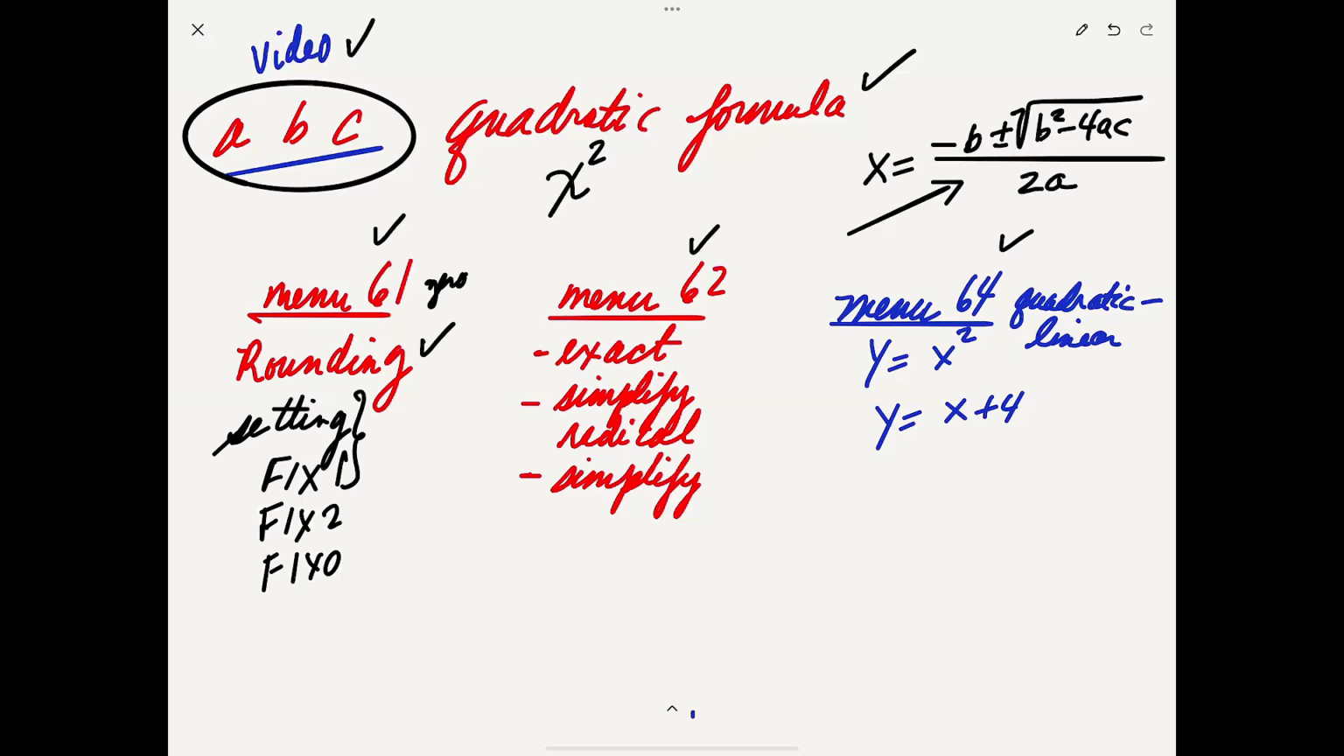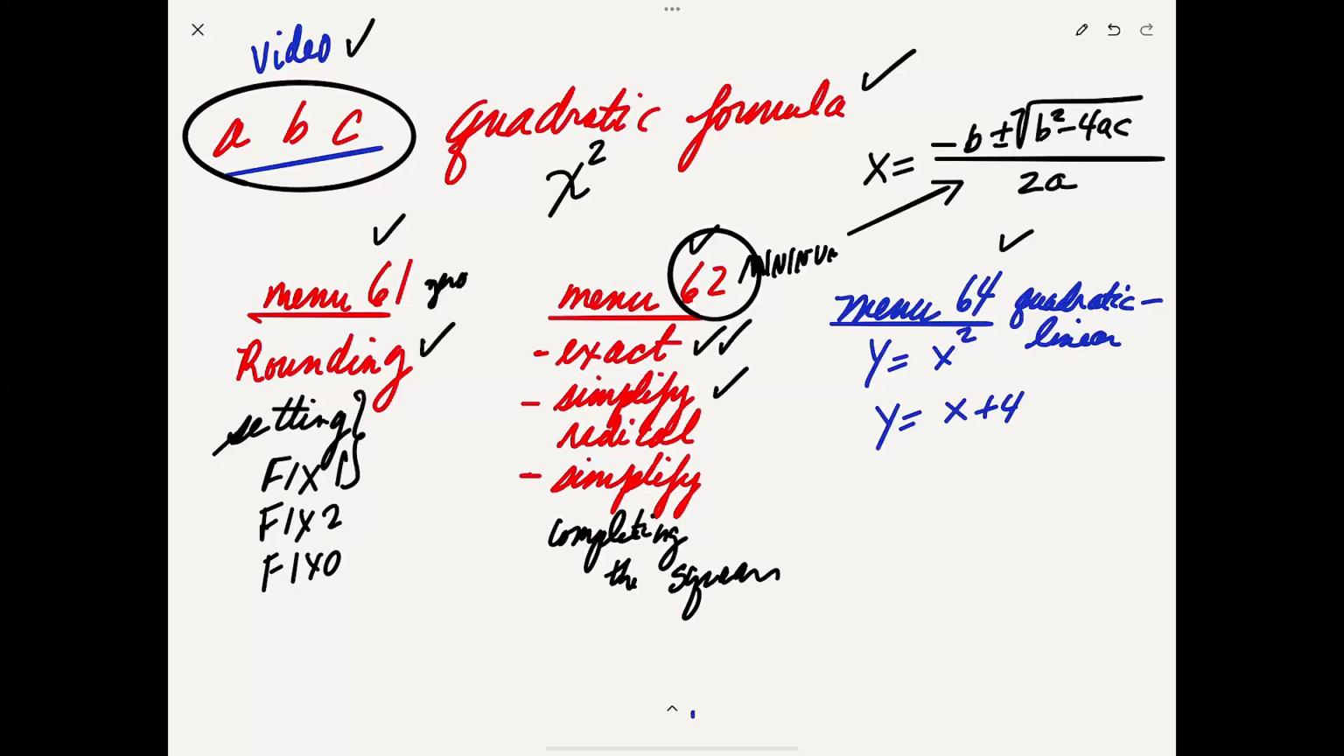And then the second part: if they say they want an exact solution or an exact root, or if they want you to simplify the radical, or if they're giving you completing the square, right? If they say completing the square, you're going to use menu 62, which is the minimum. And you're going to find the X and the Y coordinate, and you're going to use those.